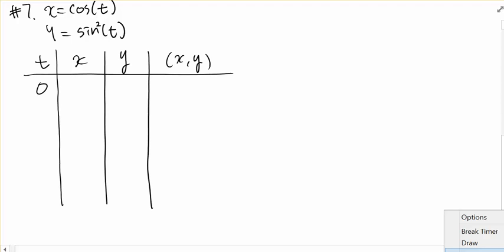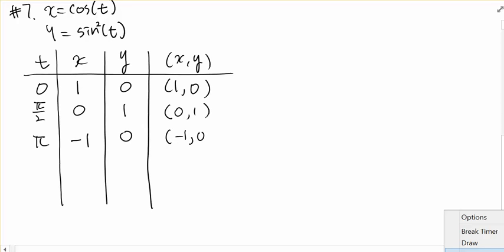When t equals 0, cosine 0 equals 1, sine squared 0 equals 0, so it's 1 comma 0. When t equals pi over 2, x equals 0, y equals 1, and the point is 0 comma 1. When t equals pi, x equals negative 1, y equals 0, negative 1 comma 0.